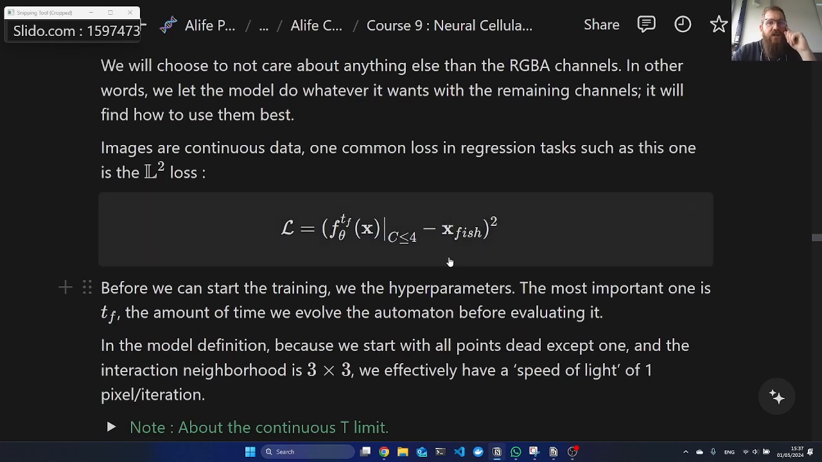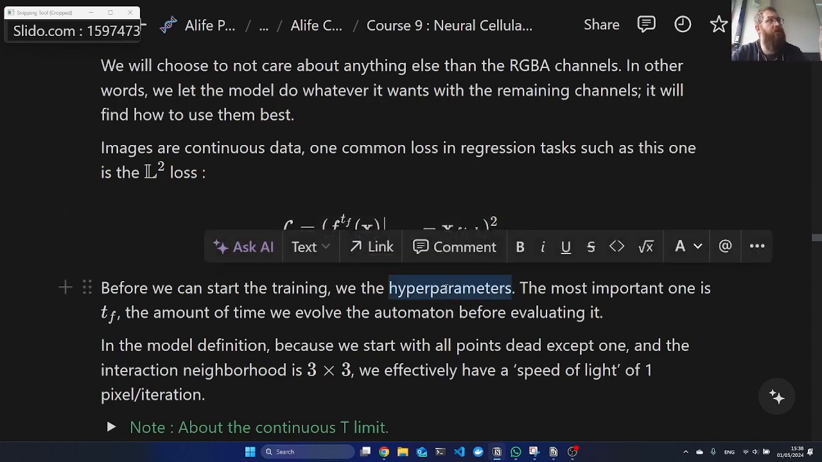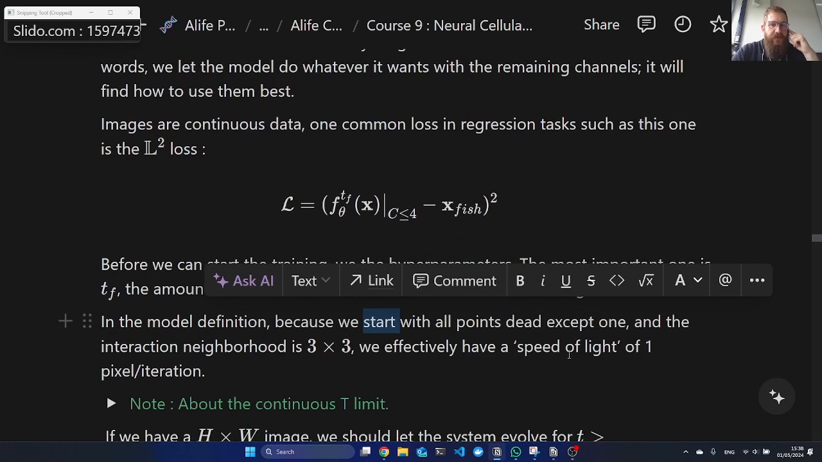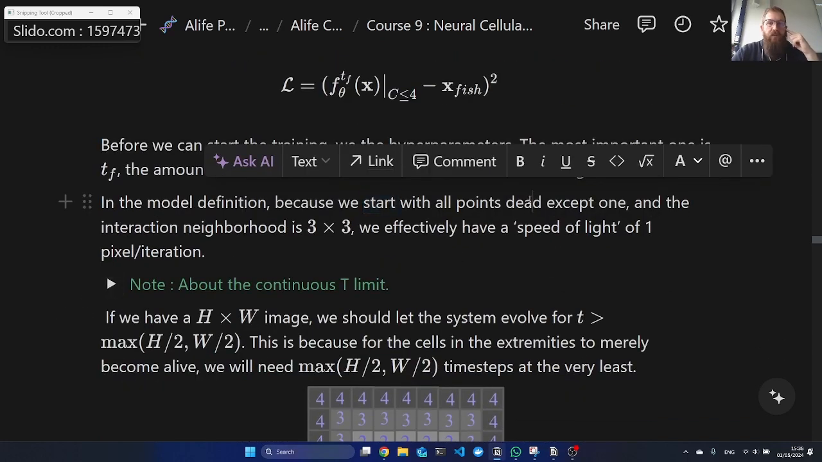Right. So, yeah, just a comment about this TF, the time we let the automaton evolve. This is a hyperparameter, okay? This is not learned. Potentially it could be, but it could be quite complicated. And it's very important as a hyperparameter because the way we defined our task, all points are dead except 1.